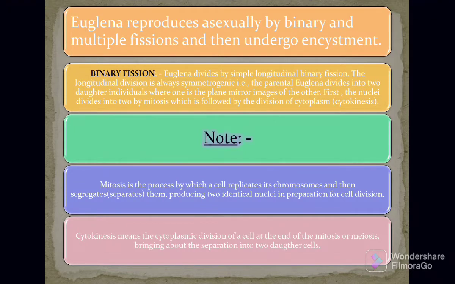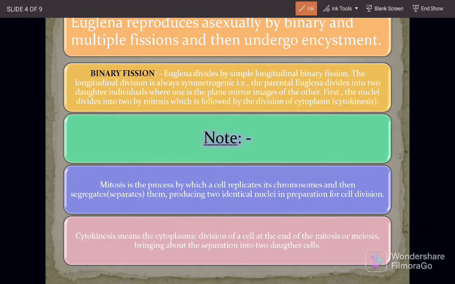And I think you know that Euglena reproduce asexually by binary and multiple fission, and then undergo encystment. First of all, we should know about binary fission. Now, binary fission: Euglena divides by simple longitudinal binary fission.